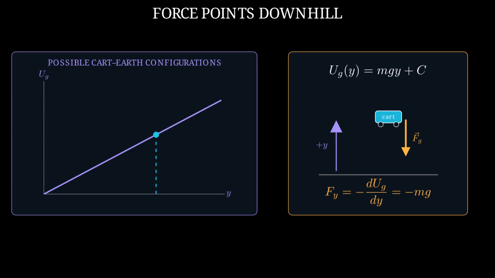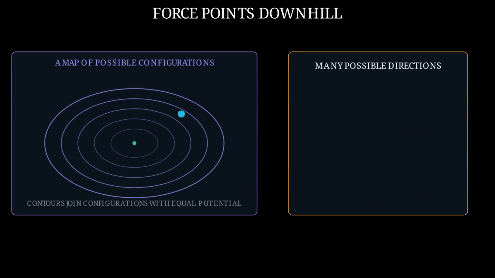A curved spring graph and a straight gravity graph give the same instruction. The force points toward lower potential energy. Real systems can change in many directions at once. Imagine a map whose coordinates represent all those possible configurations. This is not a literal hill in the room. Height on the map means potential energy.